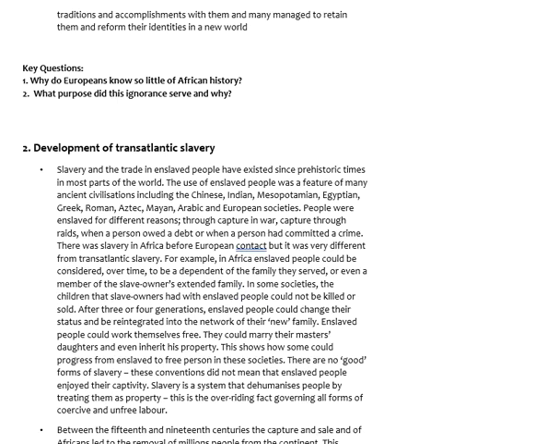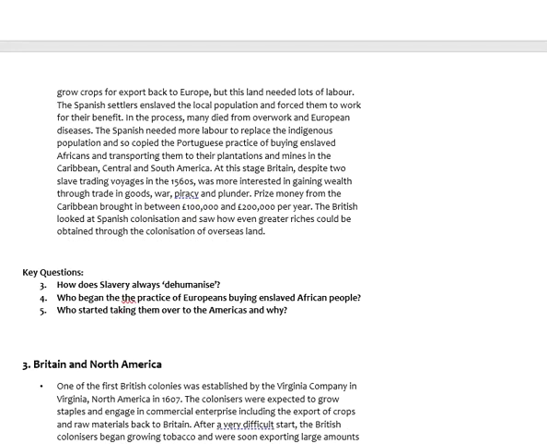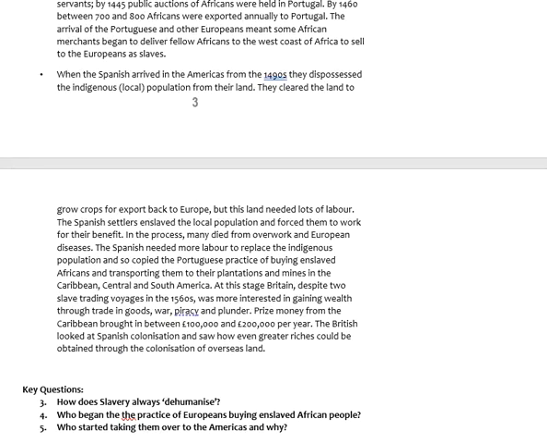Question two, development of transatlantic slavery. Well, you've got bits to read here and you've got three questions. How does slavery always dehumanize? Well, it reduces a person to a commodity. Who began the practice of Europeans buying enslaved African people? Well, the Portuguese were responsible for this, but very soon followed by other European nations. But this was originally done on very small scales. Okay, and we're nowhere near the numbers we're talking about by the times of the late 18th century that we'll be studying.